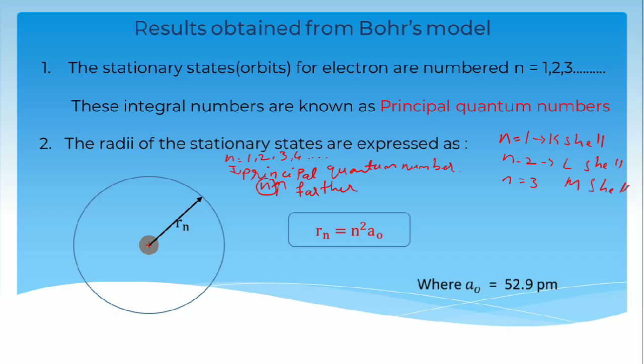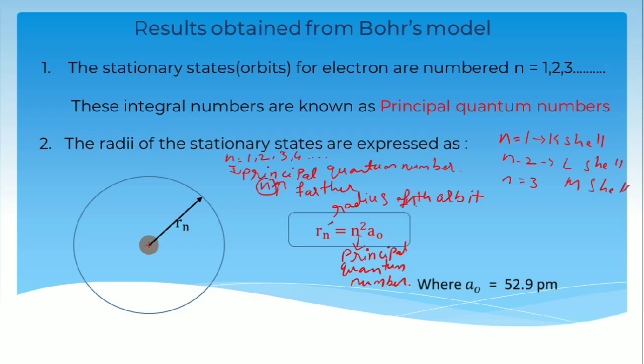So Bohr derived an equation for the radius of the nth orbit. This is the equation: rn equals n squared a naught, where rn is the radius of the nth orbit. So n is the principal quantum number.